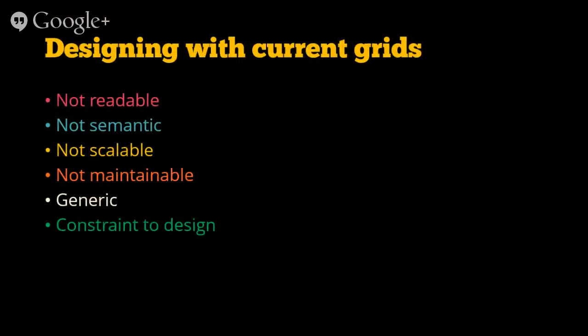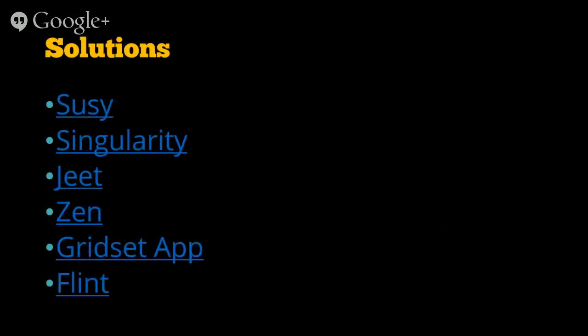So to add on to the list, we have code bloat as well, right? Those are the whole bunch of problems that I find with current standard 12 column grids.